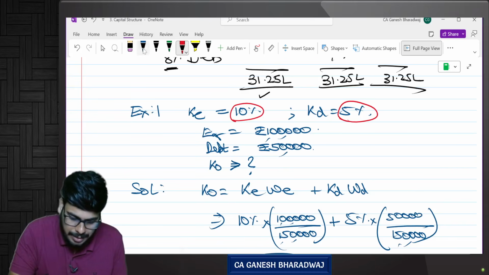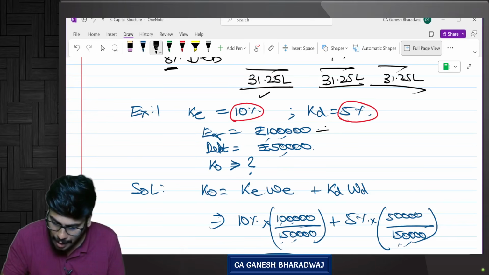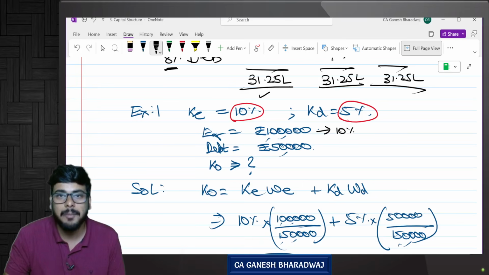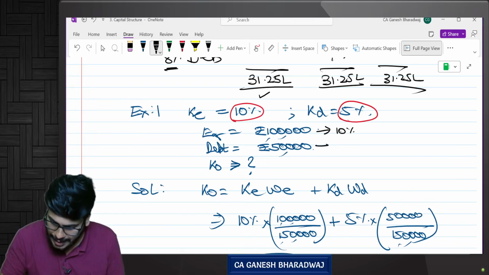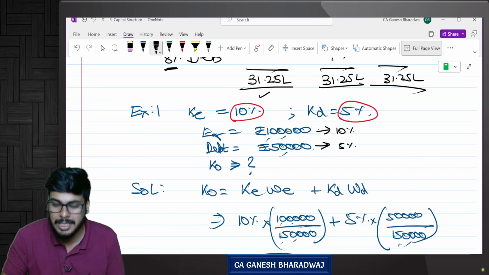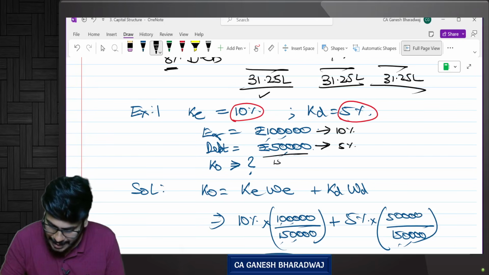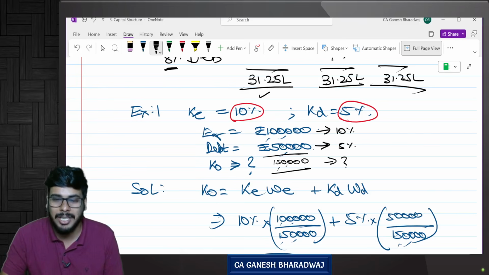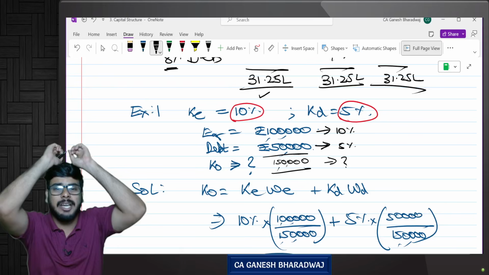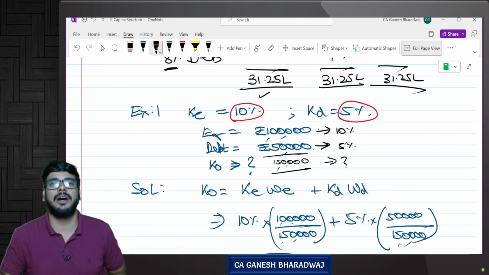Simple mathematics. Look, I am raising 1 lakh rupees. To the extent of 1 lakh rupees, the cost is 10%. To the extent of 50,000 rupees, the cost is 5%. Now, for this entire 1,50,000, what will be the cost I am averaging out? It will definitely be less than 10%. Are you clear with this?